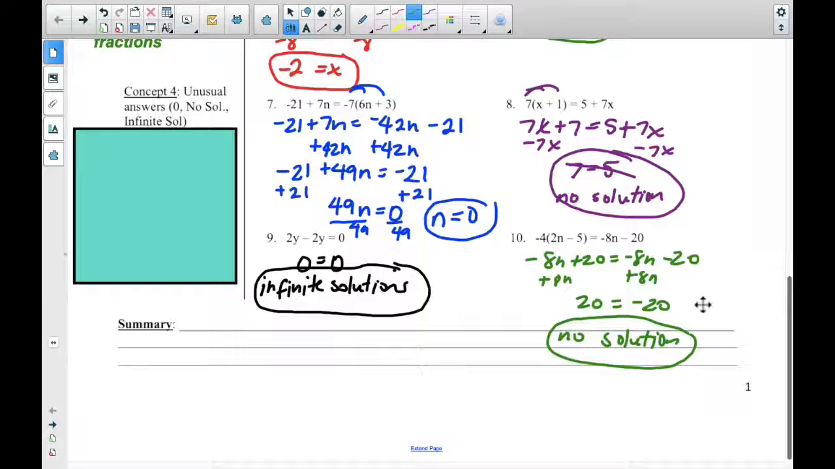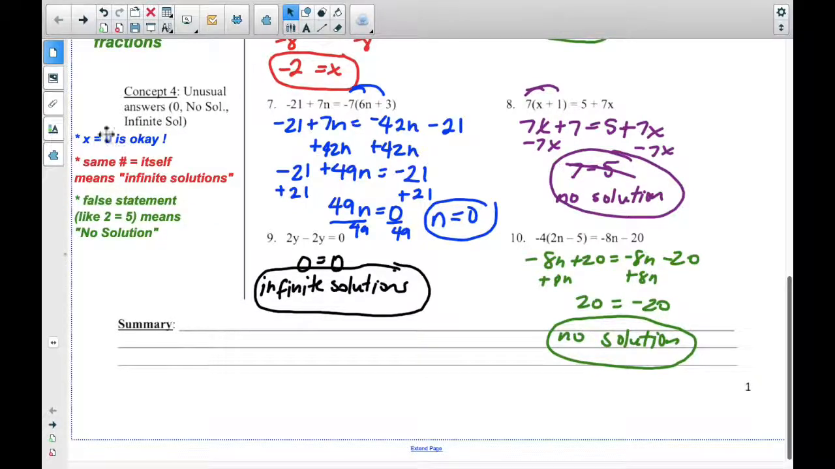Okay, on number 10, you should have solved it and come up with 20 equals negative 20. You might have done it differently and had a slightly different answer, but anything that you come up with should be basically two numbers that don't actually equal each other, and that would be a no solution problem. So over in the margin, let's write down a couple things. The first thing I wrote down, that x equals 0 is okay. It's okay to have an answer of 0. It's a valid answer.